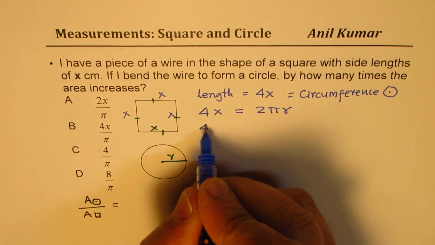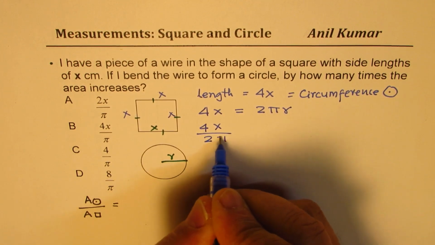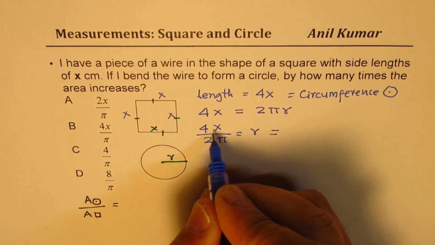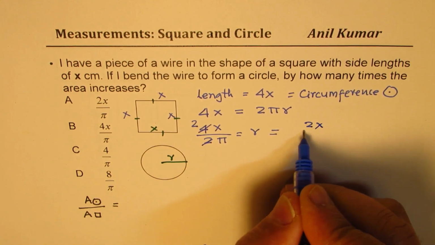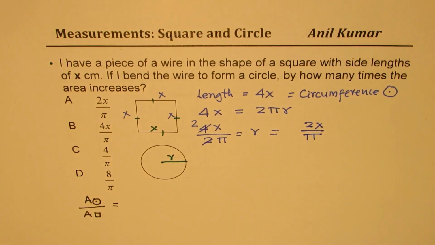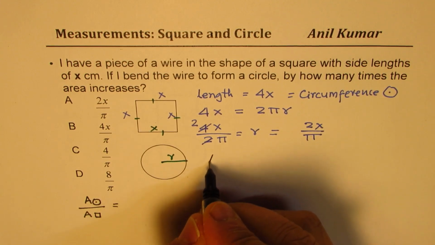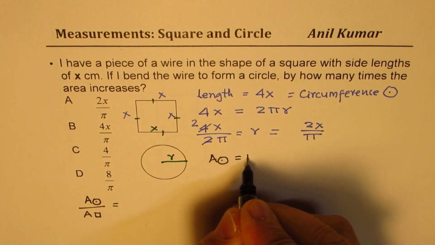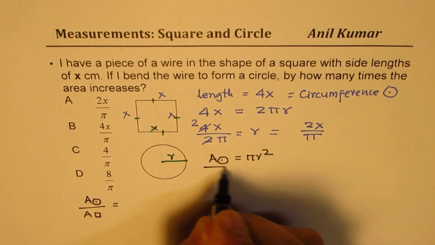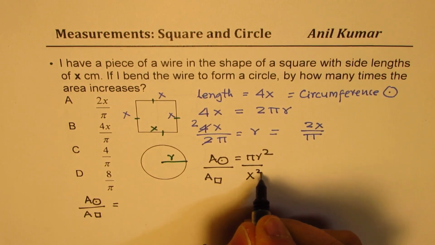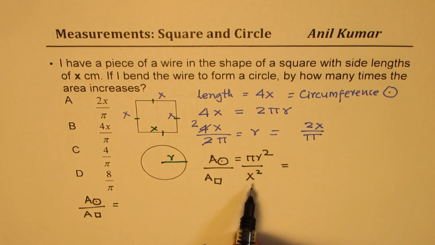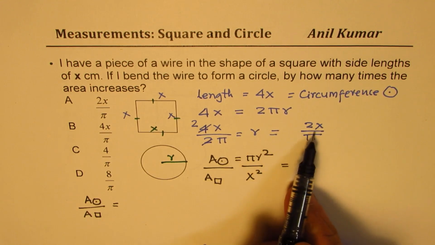So 4x should be equal to 2 pi r, correct? So we can simplify. We can write 4x divided by 2 pi is equal to r. That means this could be cancelled, or r is equal to 2x over pi. So we have the value of r. Now it is simple. We can compare the areas, right? So area of the circle is pi r square and area of the square is x square. We need to write r in terms of x.